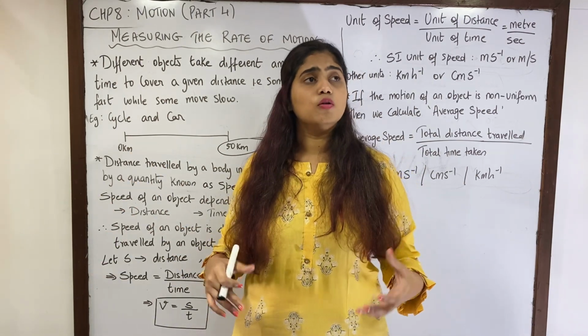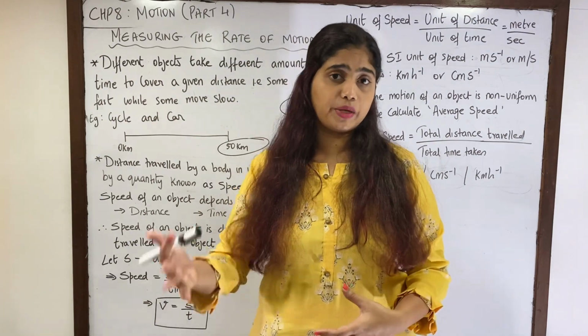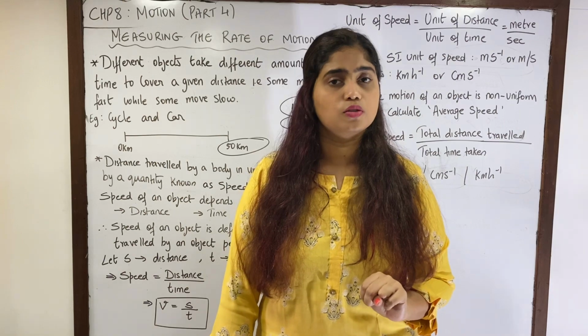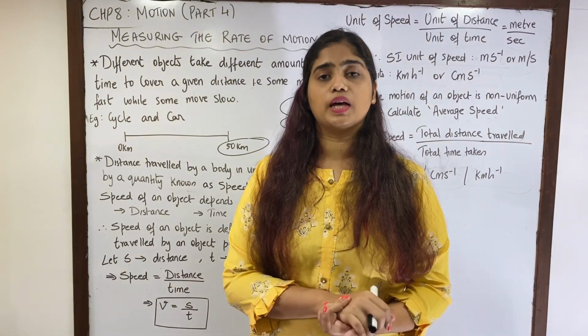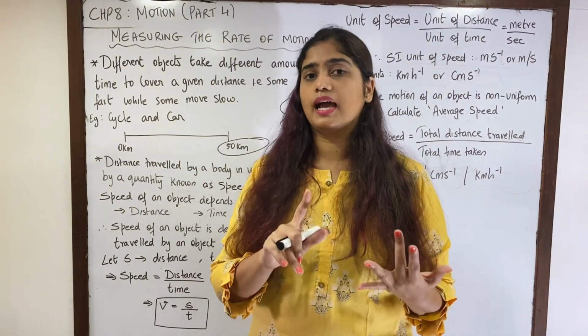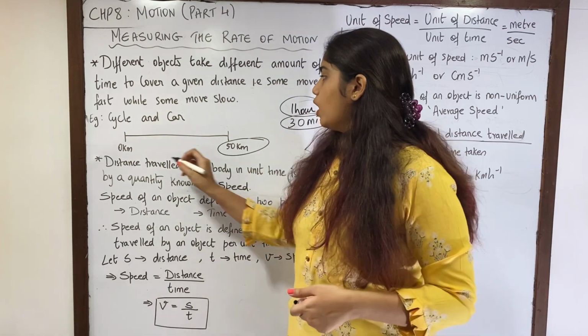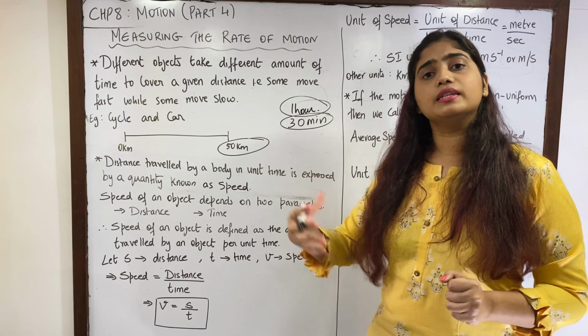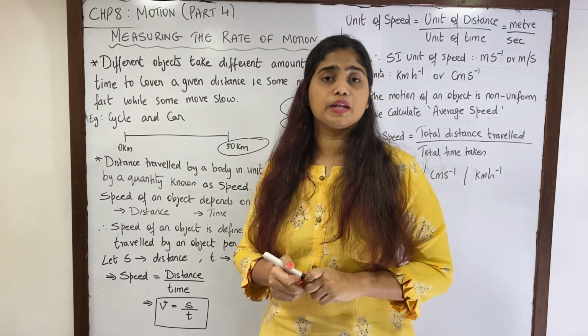Okay, now for us to calculate the speed of a particular object that is in motion, we need to have two parameters, or two quantities, and that is the distance and the time. Because we need to know how much distance is being covered by the object in motion and how much time it is taking to cover that particular distance.